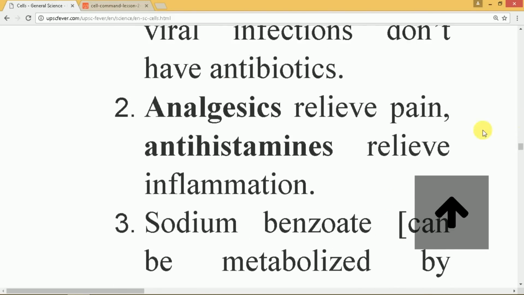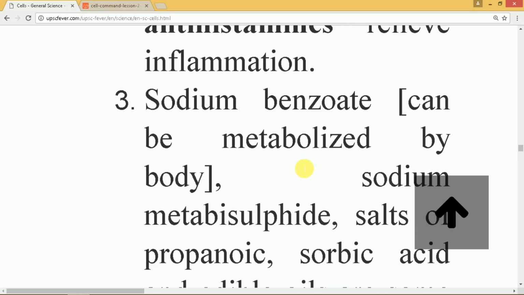Analgesics are pain-relieving medicines. Antihistamines are used for relieving inflammation or during allergic reactions. Similarly, antacids are also there. They neutralize the acid produced in the stomach and give us pain relief from acidity. Then important preservatives are sodium benzoate, sodium metabisulfite, sorbic acid, edible oils, and propanoic acid. These are used for preservation of food.